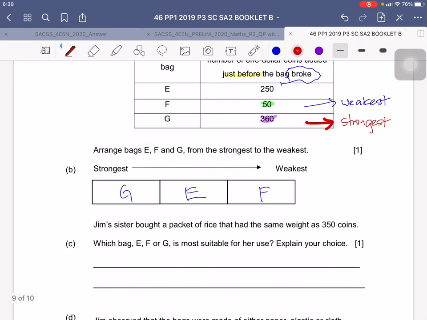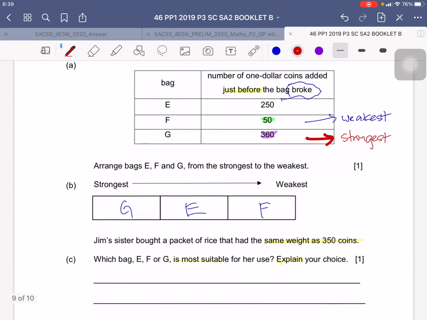Now, Jim's sister bought a packet of rice which has the same weight as the 350 coins. So which bag is most suitable? Okay, and you have to explain. So we want to compare these three bags. Alright, so let's write down our choice. Obviously the choice, we will choose G.